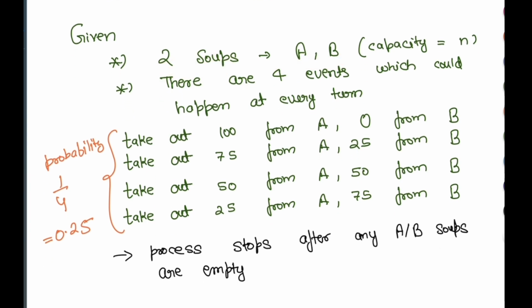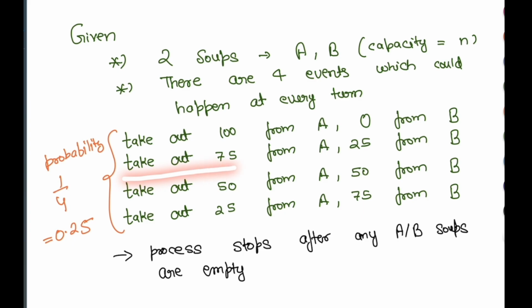Now there are four events which could happen at every turn. We can take out 100 from A and 0 from B. Basically A and B are soups which have the capacity of n. So we can take out some part of soup A or soup B at every event, and there are just four events which could happen. The four events which could happen at every turn are, we can take out 100 from A and 0 from B. This is one of the events which could happen.